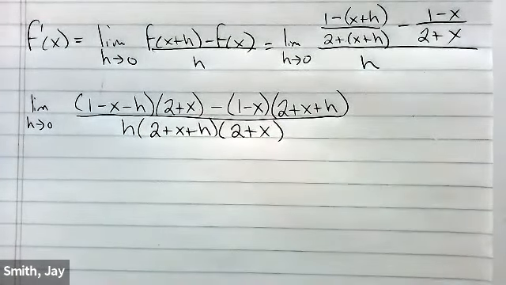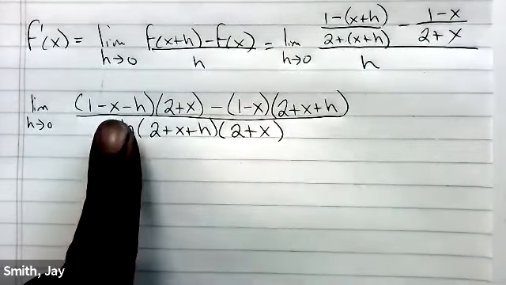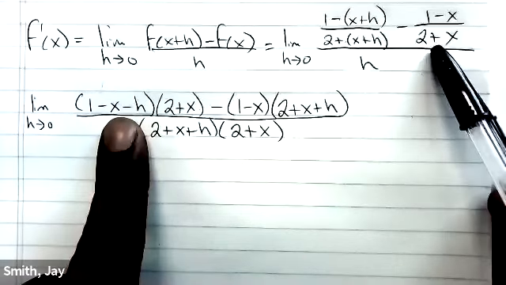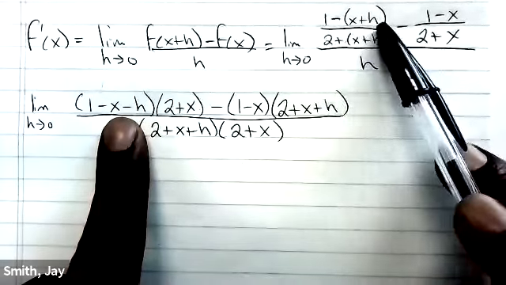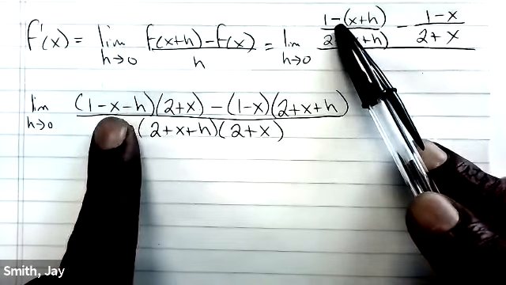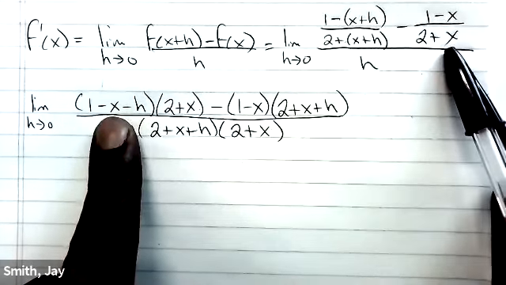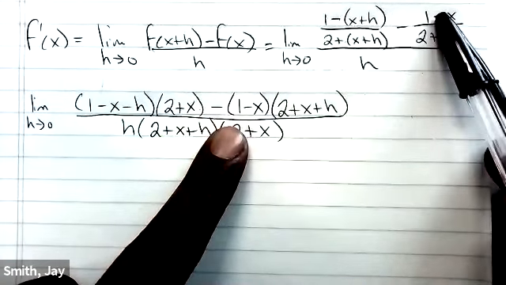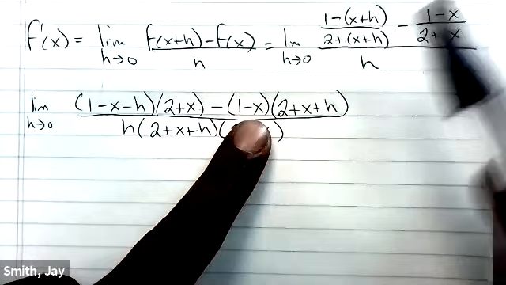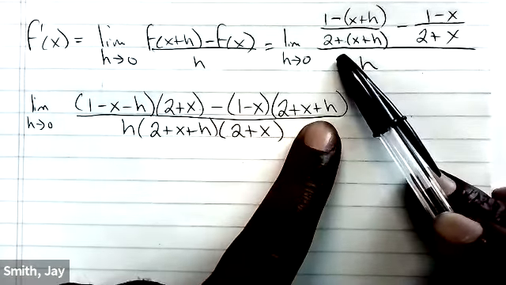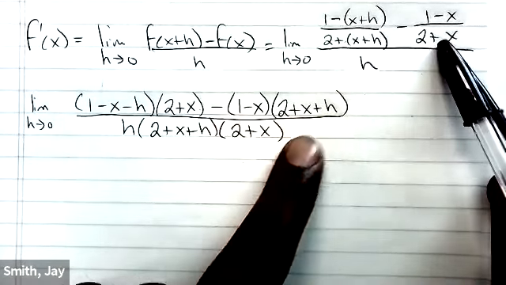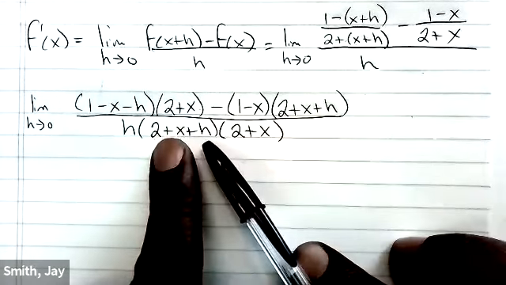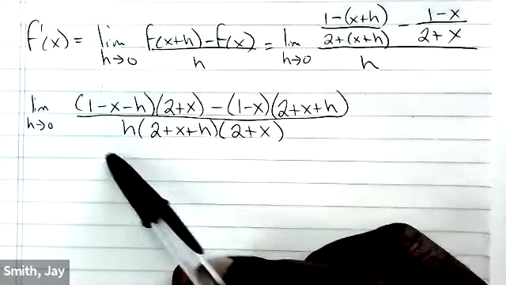Now we refer back to the flying X technique, and for right now we're just going to ignore this h in the denominator. But we have top left times bottom right, 1 minus x minus h. Once we distribute that -1, that's where we got this from. Times bottom right, 2 plus x. Take the sign in the middle, minus bottom left times top right, 1 minus x times 2 plus x plus h. And it's all over the bottom times the bottom, 2 plus x times 2 plus x plus h. So a logical question is, where did this h come from?